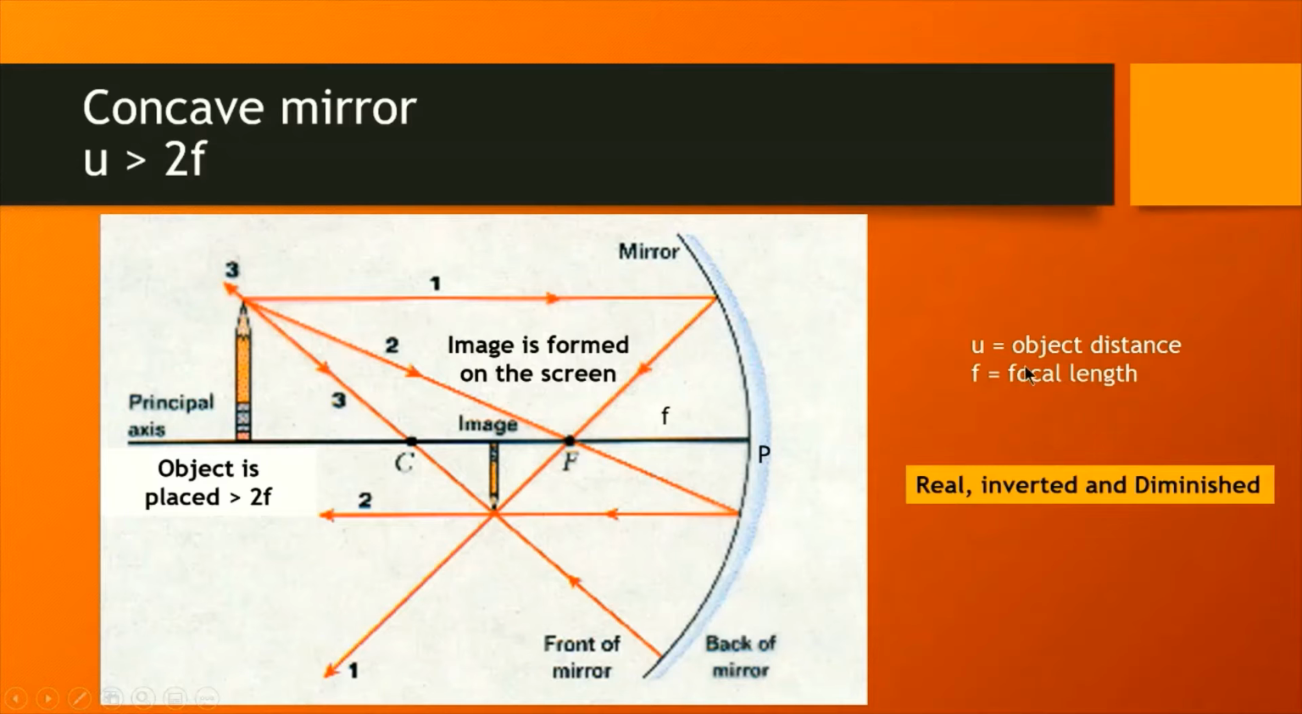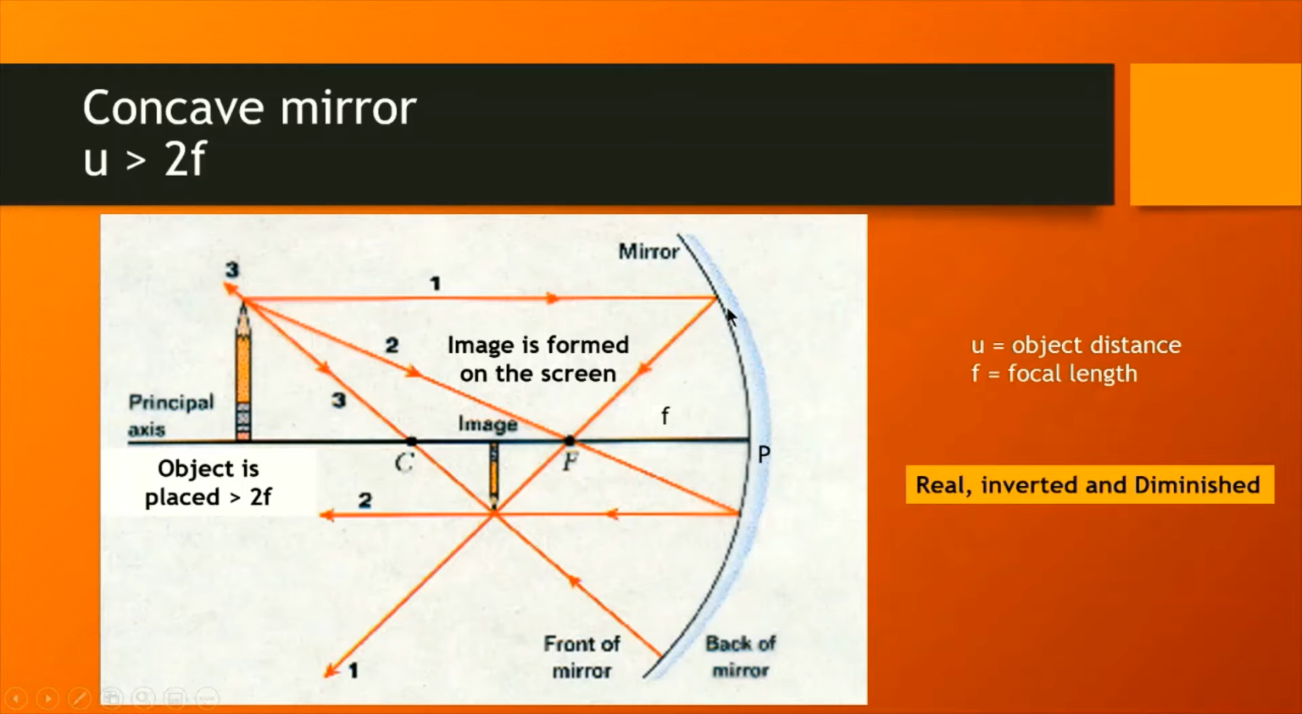Now u is the object distance, meaning it is the distance between the object and the pole of the mirror. So this is u, and this u is more than 1f, 2f. So u is more than 2f. The object is placed more than 2f.